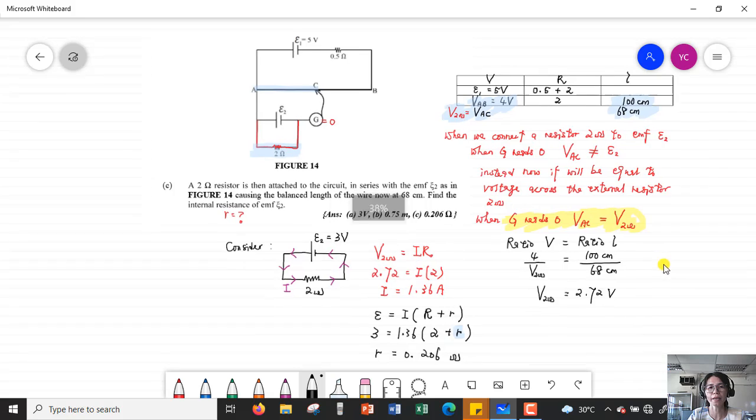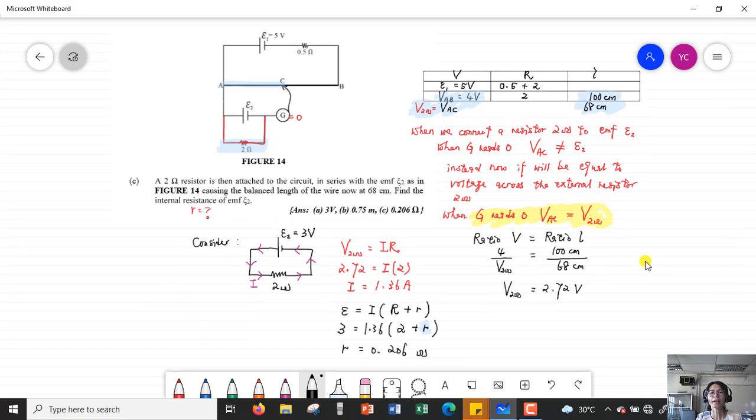Okay, so I minimize it. Class, what you must understand here is that if we connect an external resistor to the battery, and when G reads zero, the voltage across the balance length will equal the voltage across the external resistor. Okay? So then we have already solved question 15.